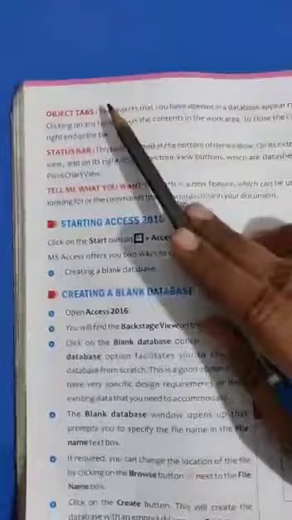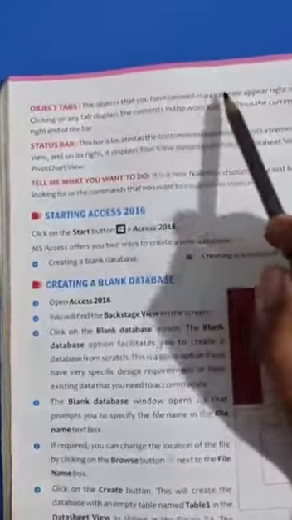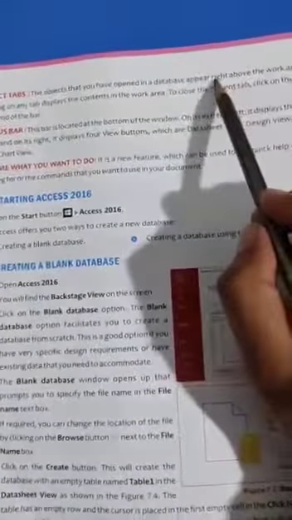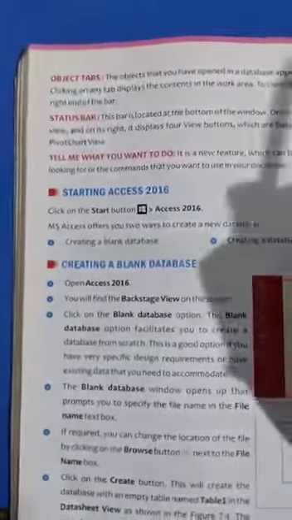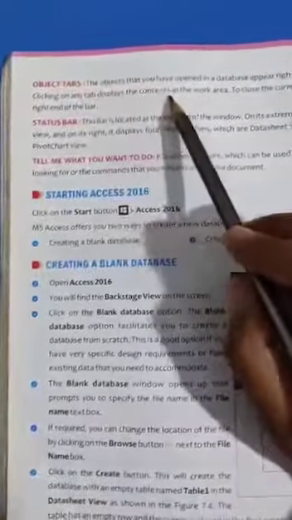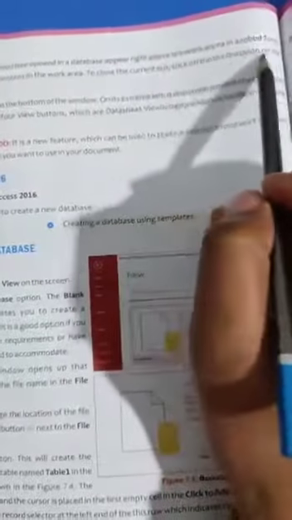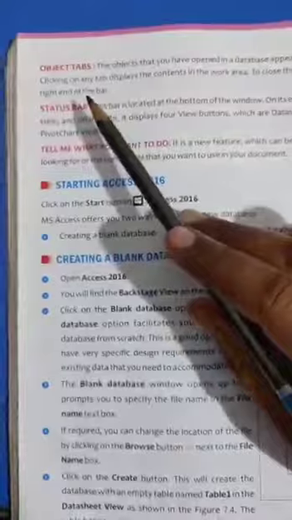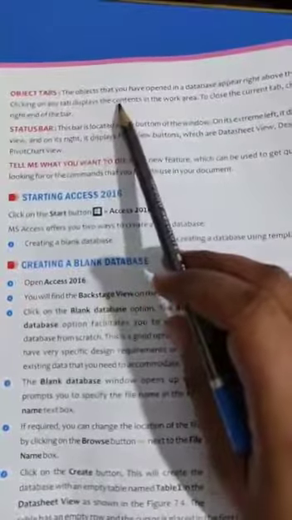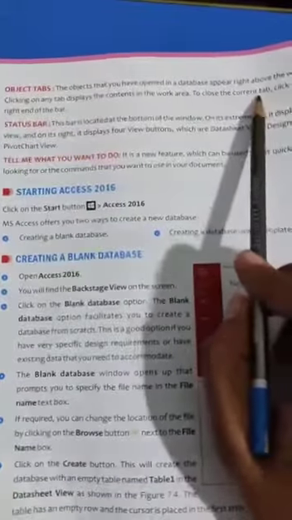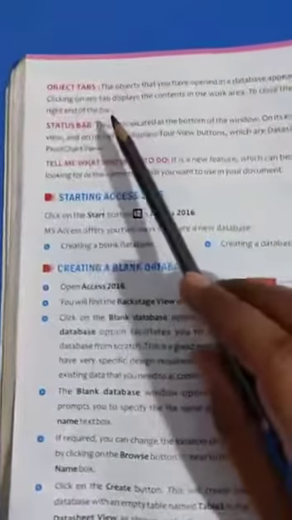Next is object tabs. The objects that you have opened in the database appear right above the work area in a tabbed form. Click on any tab displays the content in the work area. To close the current tab, click on the cross button on the right end of the bar. Any tab, it will display the content of that object in the work area. If you want to close the current tab, simply click on the cross button on the right end of the bar.